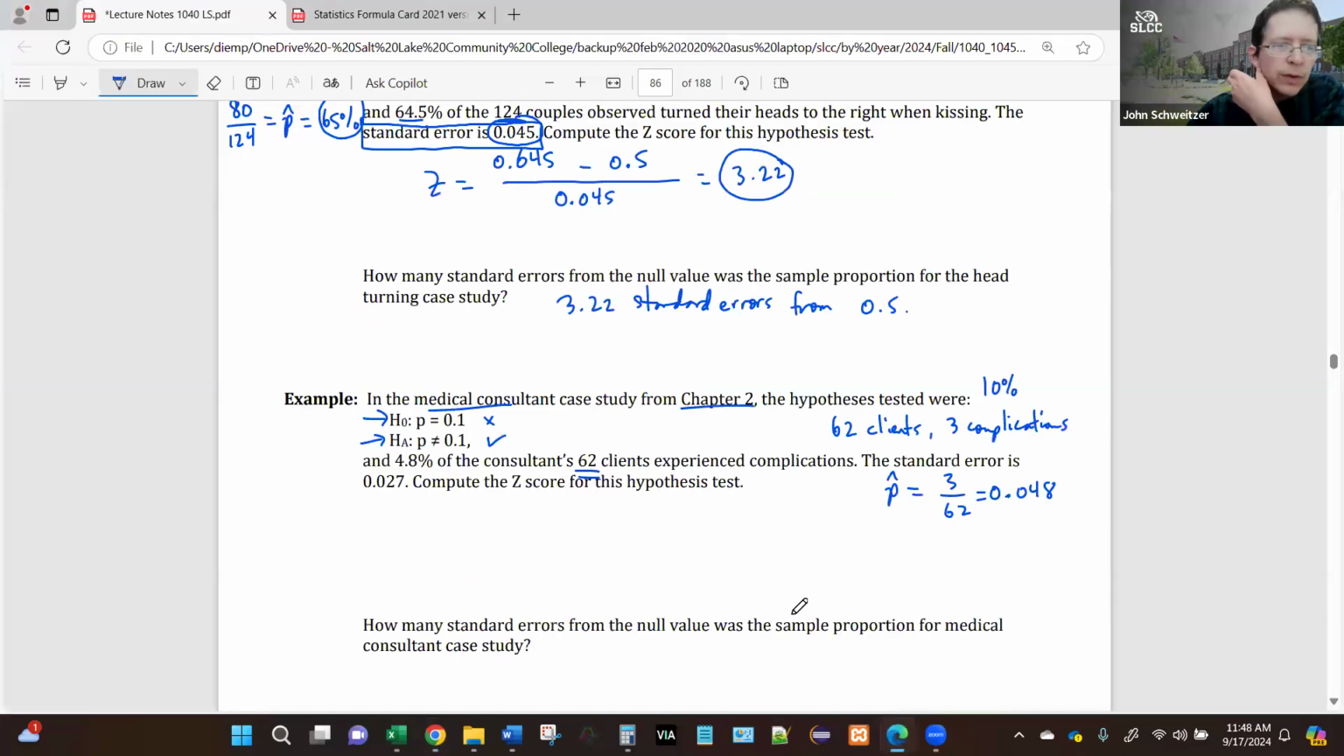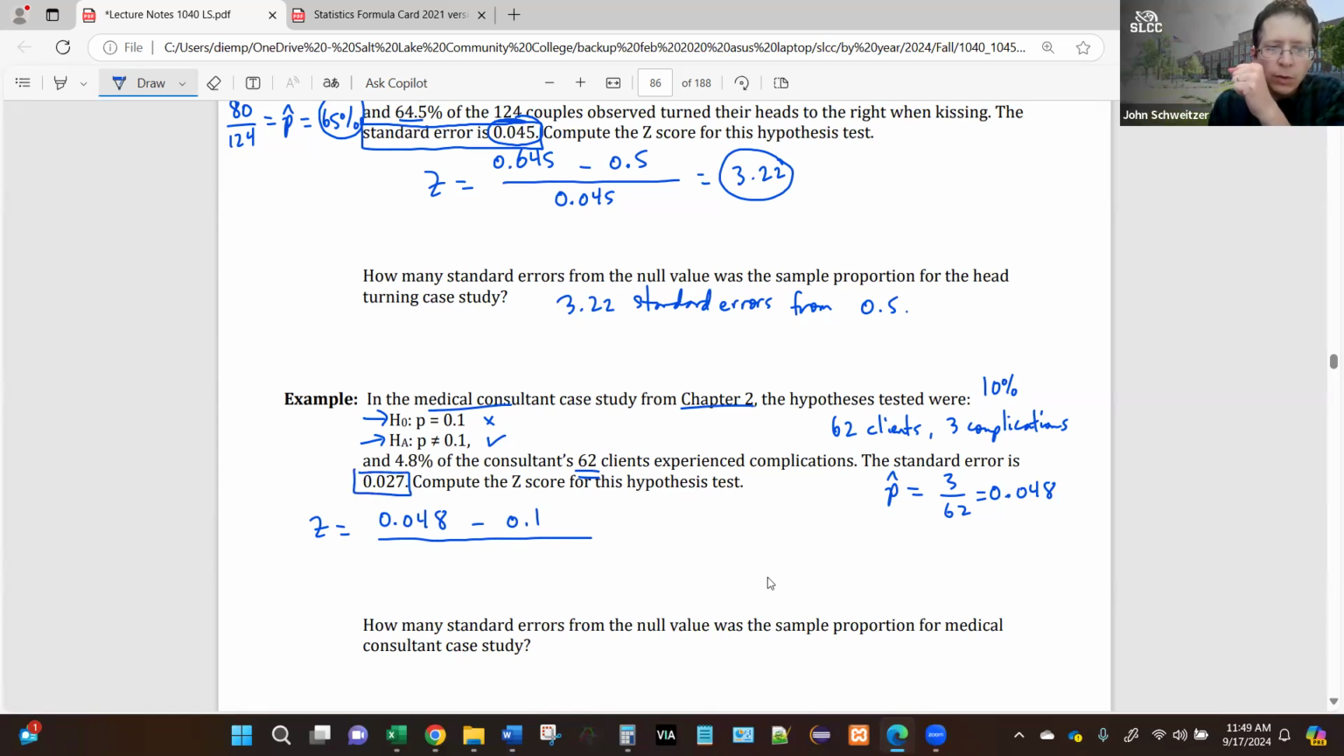How do we do this with the normal distribution? Okay, so with the normal distribution, we need the z-score, right? So let's calculate that. It's the p hat for the observed value. So we go 0.048, then we put in the null value of 0.1, and then we divide by the standard deviation. Now, in the context of hypothesis testing, the standard deviation is typically referred to as the standard error.